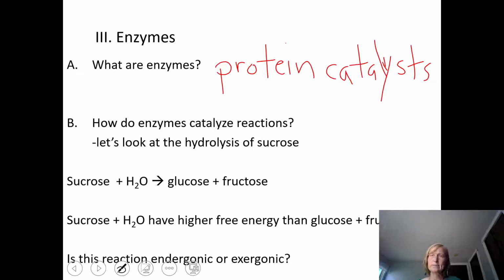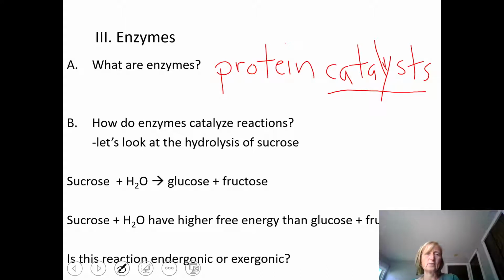We'll talk more about enzyme structure in the next video, but most enzymes are proteins, complex, three-dimensional shaped molecules, right? And they're catalysts. When we say catalysts, we mean that the enzyme will speed up a chemical reaction and not be used up in the process. Catalysts speed up chemical reactions without being used up in the process. So enzymes speed up chemical reactions.